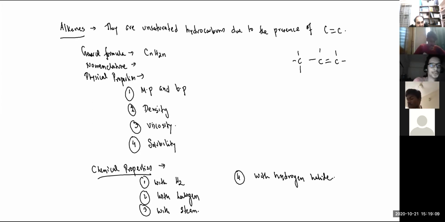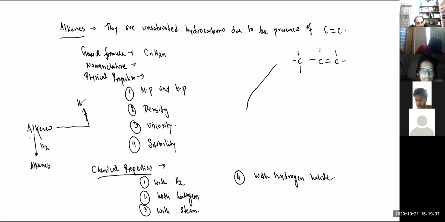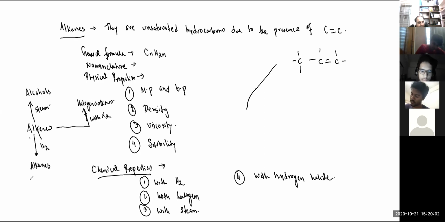Alkenes. Remember, in O levels I told you they can form alkanes with hydrogen. They can form halogenoalkanes with halogens. Alkenes can form alcohols with steam, right?